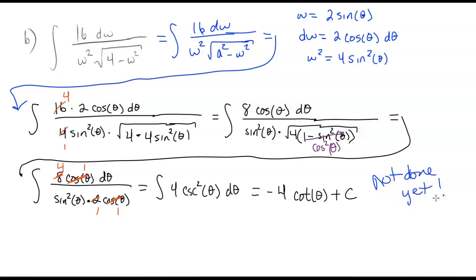Okay. And we know that we're not done yet because this answer is in terms of theta. We need the answer in terms of w. So we need to make that connection there. And so if you recall, we had that w was equal to 2 times sine theta. But what that tells us here is that sine theta is actually equal to w divided by 2. And let's clean that up a bit here.